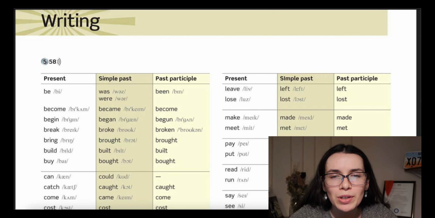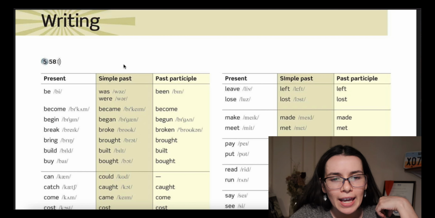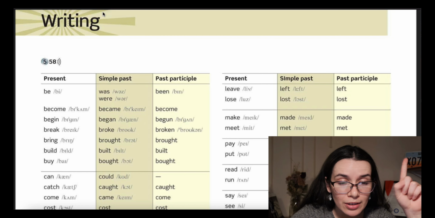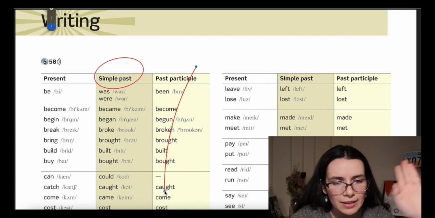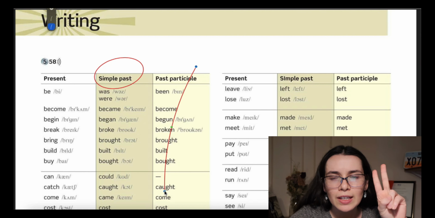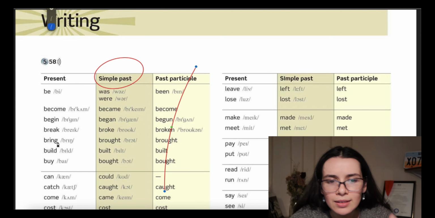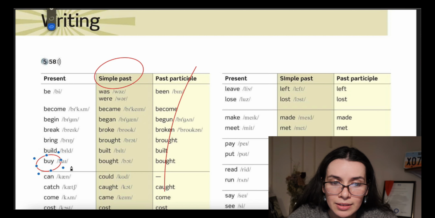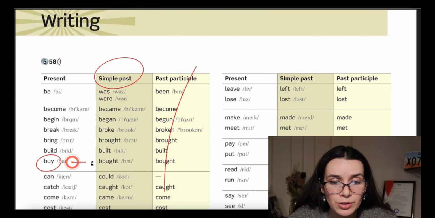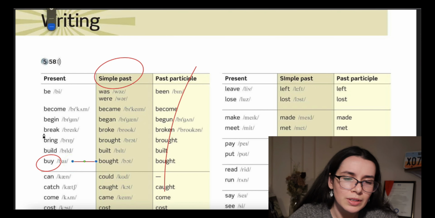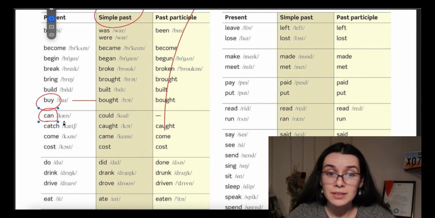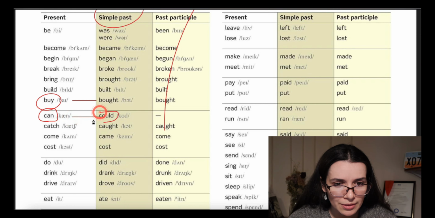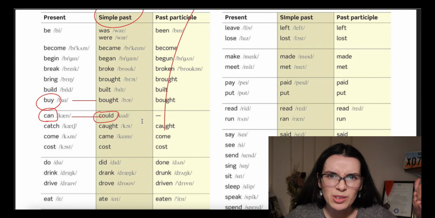So here we have a short list of common irregular verbs, and what we care about in here is the second column. Here, we don't care about past participles yet, okay? Not the third column, just the second column. So what is the past of buy? And we know it's irregular, so it's bought. What is the past of can? Ooh, this is an important one. What is the past of can? It's could. Okay, and so on and so on.